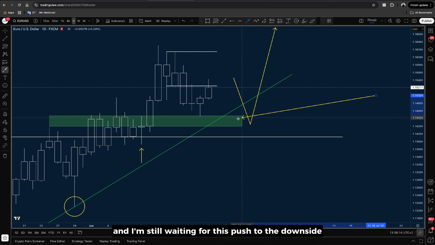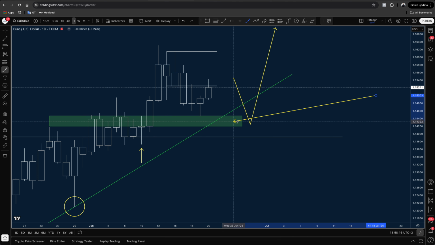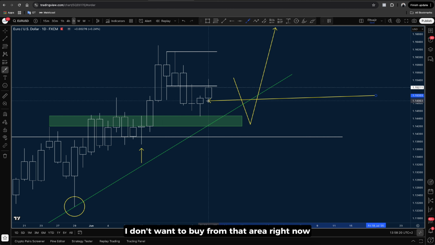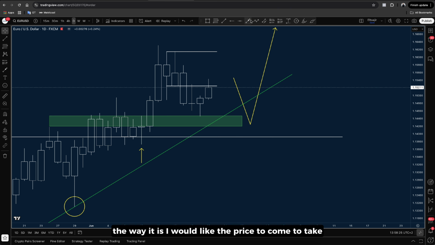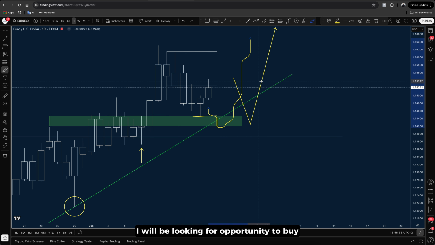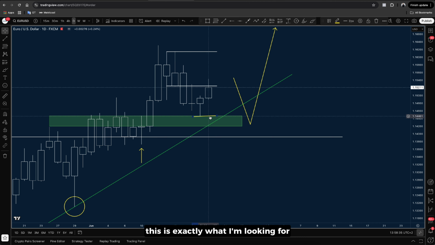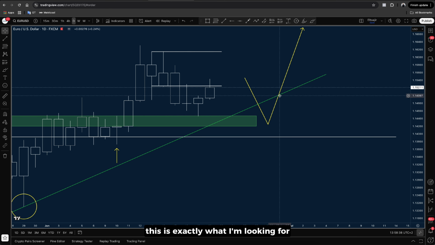And I'm still waiting for this push to the downside. I'm really waiting for this one. I don't want to buy from that area right now, the way it is. I would like the price to take out this low, and then after the price takes out this low, I will be looking for an opportunity to buy. This is exactly what I'm looking for.